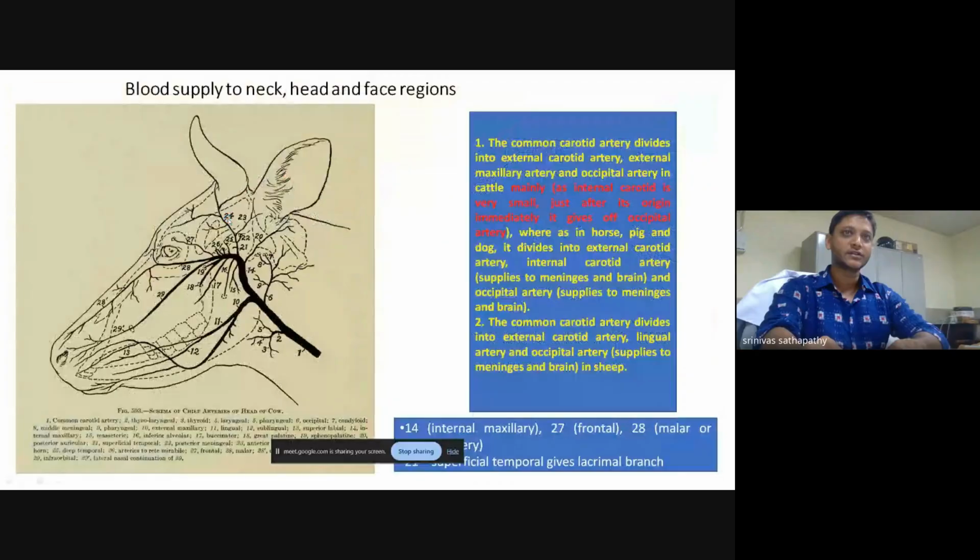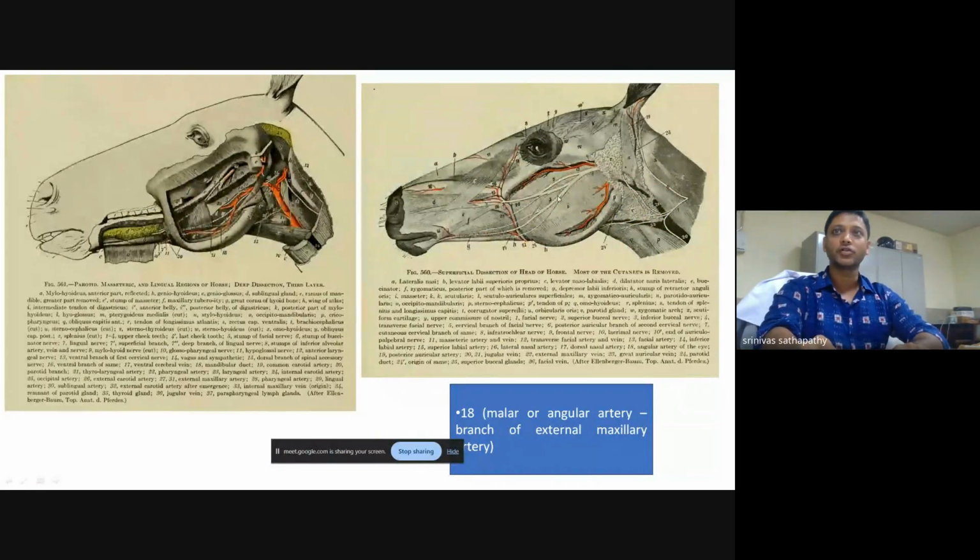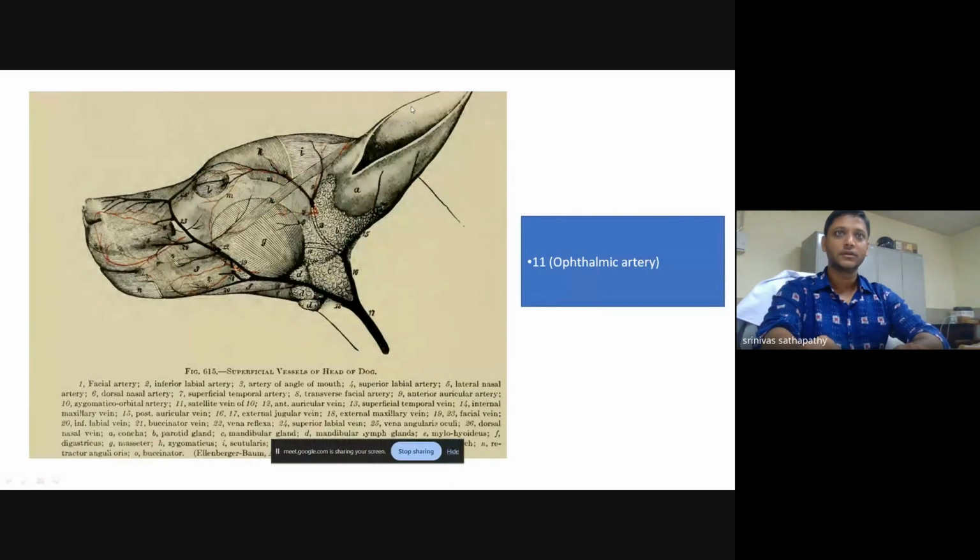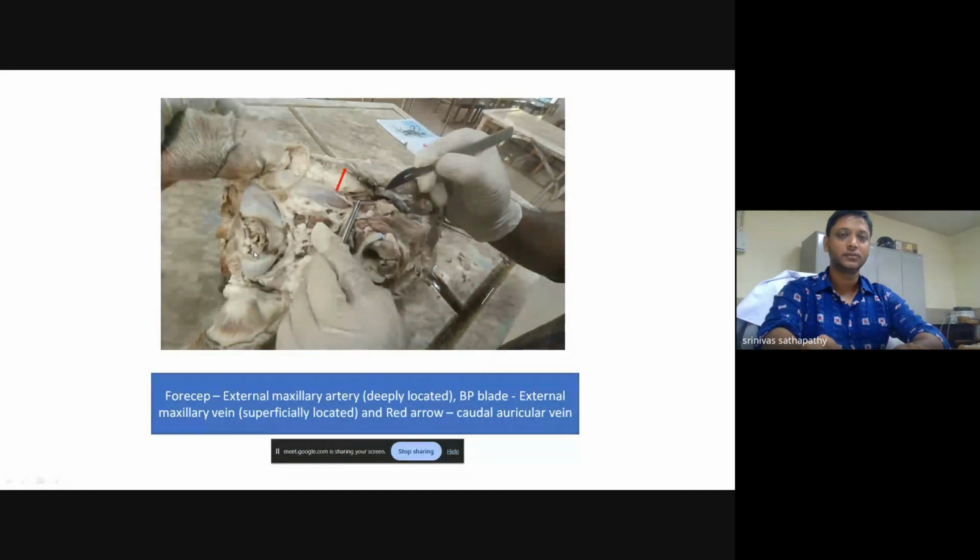That was in case of cattle. Now this is in case of horse. You can see this, the 18 one, is the angular artery of the eye. This is in case of dog. You can see M1. Then 28, this one. These are some of the dissected material.